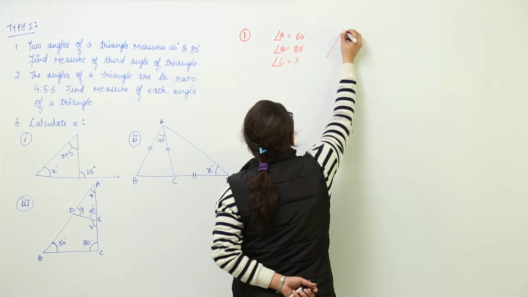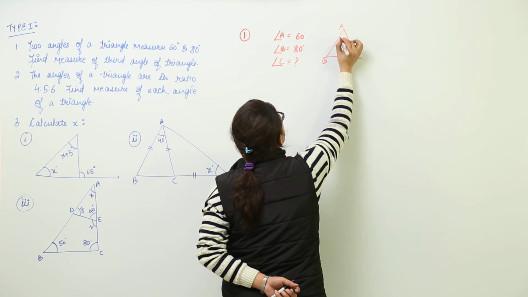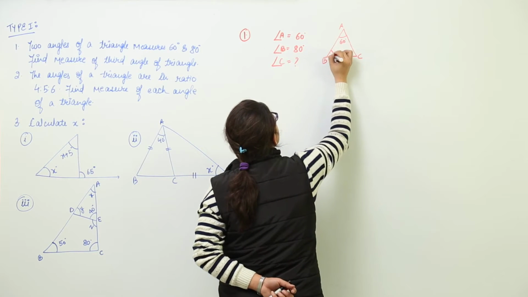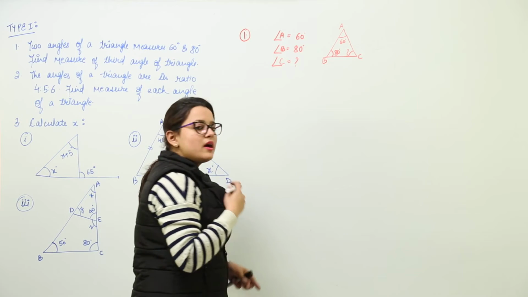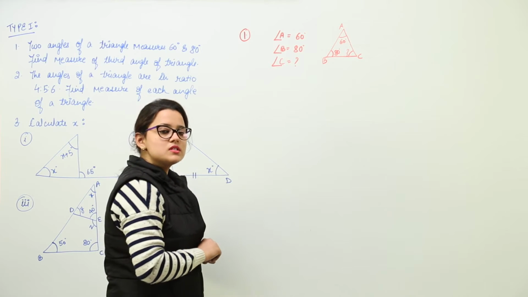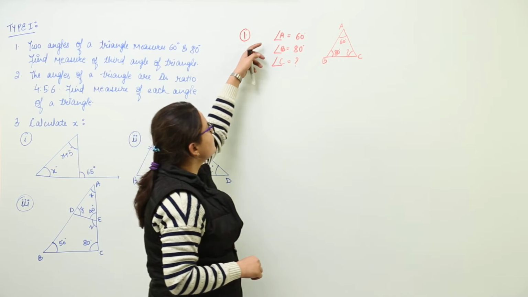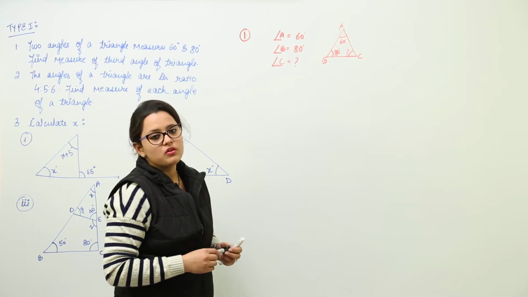Now let us make a rough sketch of the triangle, that is ABC, where A is given to us as 60, B is given to us as 80. We have to find the angle C. I have assumed this on my own. There was no such triangle given to us. We were just asked to find out that if any two angles of a triangle are given, how do you find the third angle of the triangle?